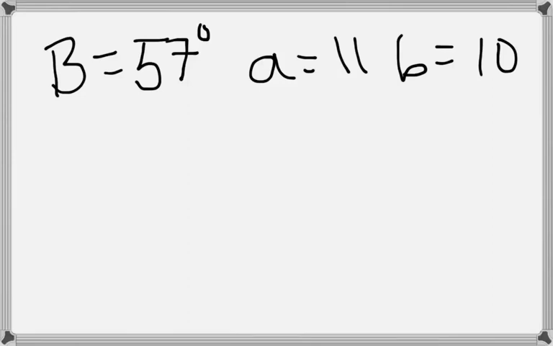All right, 57 degrees is the first angle. You have 11 for your first side, and you have B, which is 10. So I could draw the triangle, but it's really not needed.